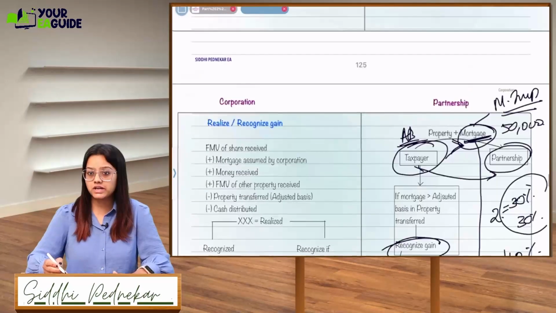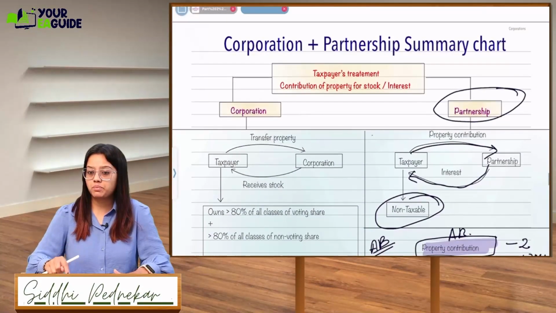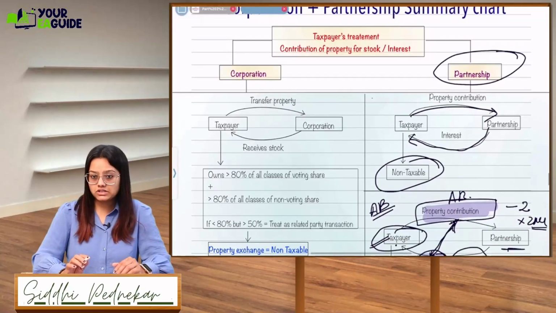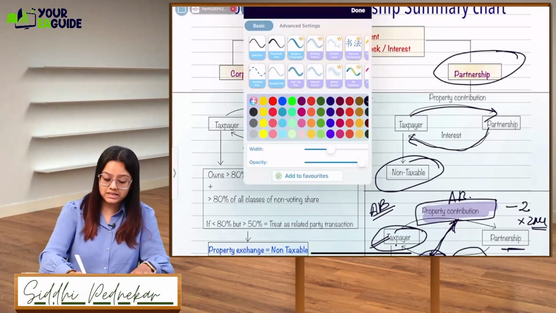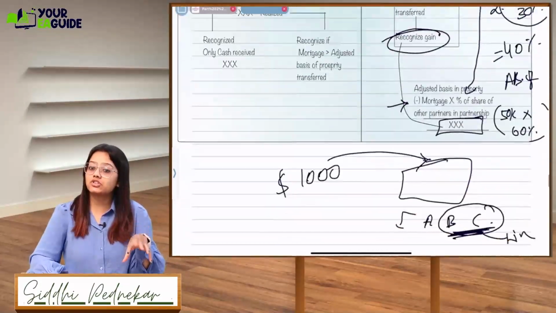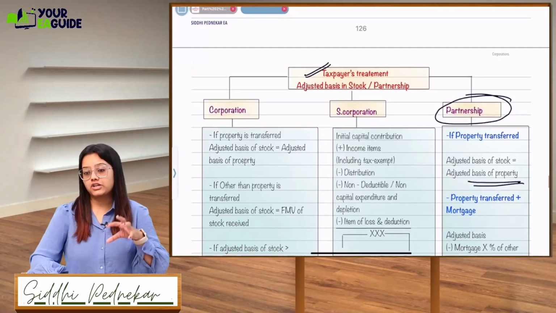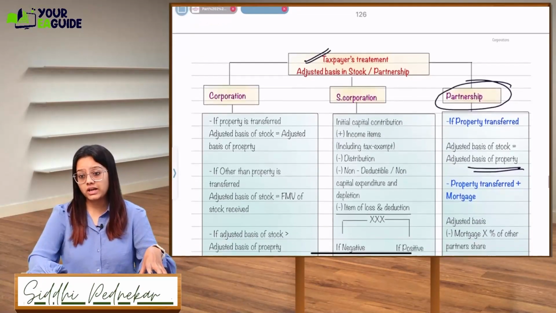The first scenario, if we talk about here, 3 scenarios we did. The first scenario is if we're transferring just the property. So here for the taxpayer, it is non-taxable, but the basis for the taxpayer will be what? Whatever is the adjusted basis, you are directly going to take it as the adjusted basis of a share in the partnership firm.